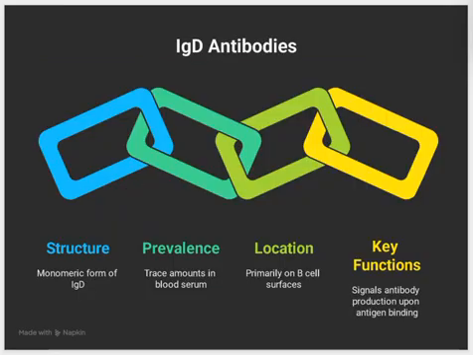IgD is less abundant but important. It's a monomer found mainly on B-cell surfaces, acting as a receptor. Though present in trace amounts in serum, its key role is signaling B cells to produce antibodies upon antigen detection, so IgD is crucial for initiating immune responses, even if it's not as prominent in circulation.